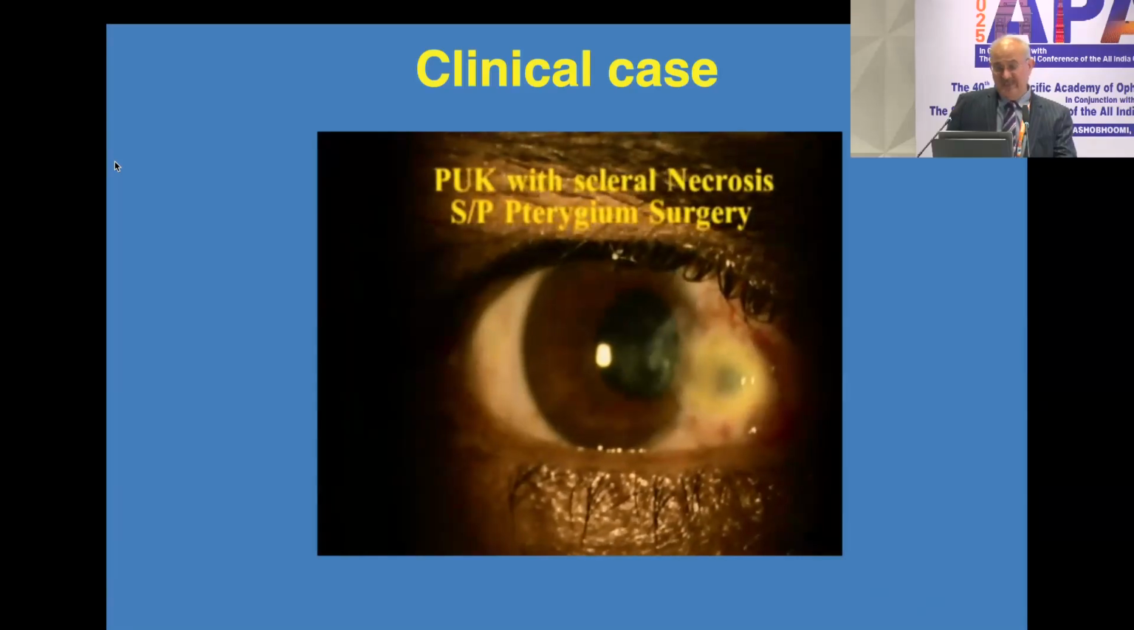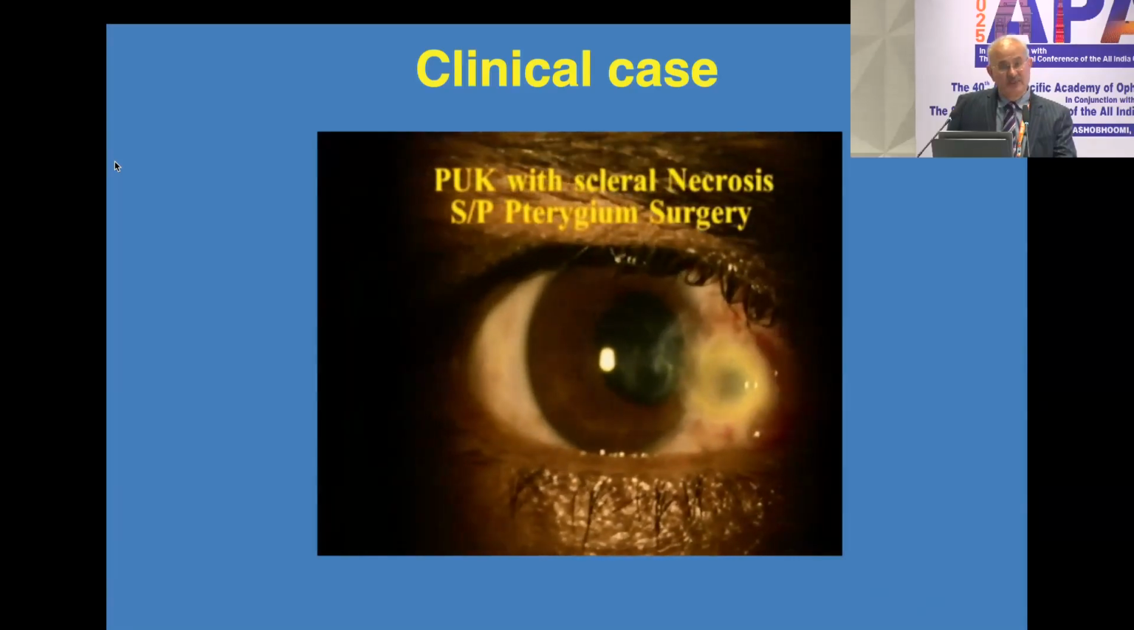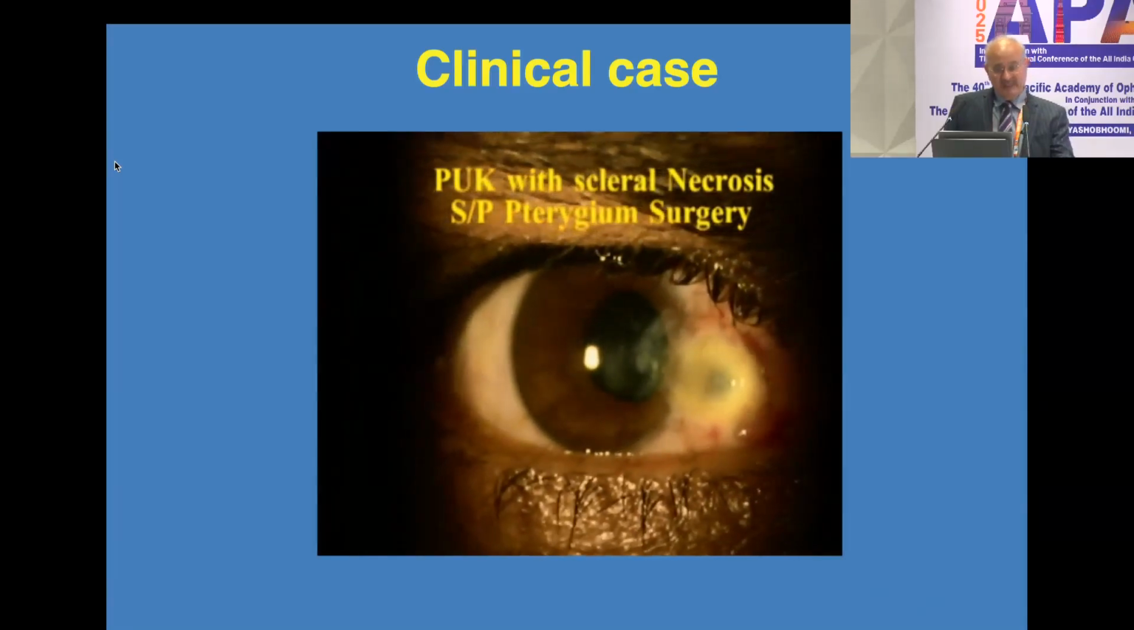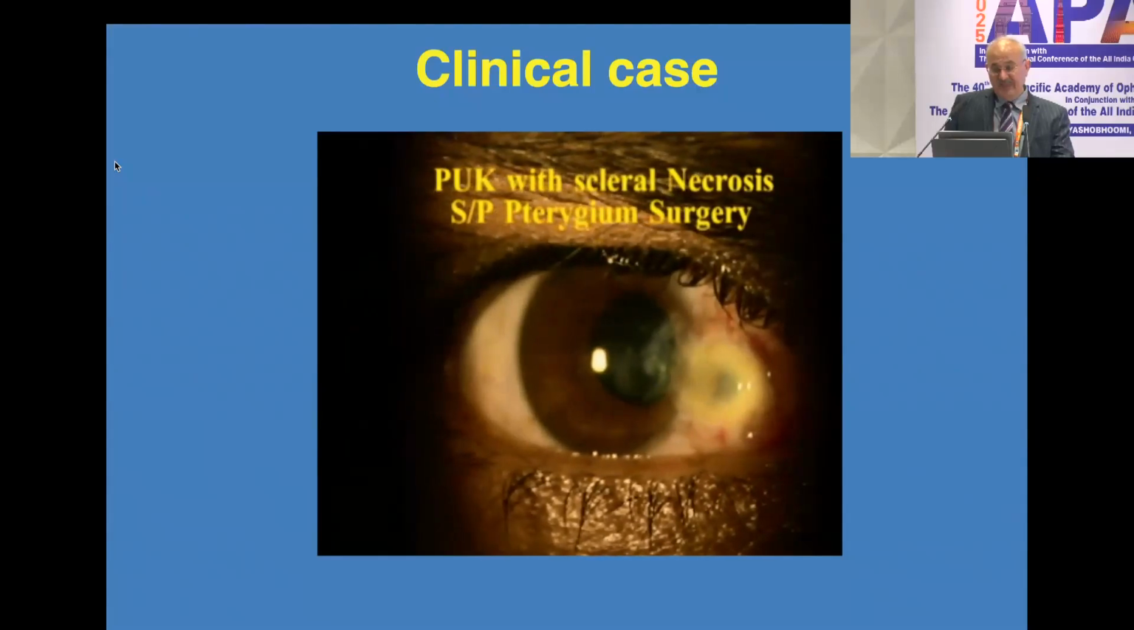On the other hand, sometimes when you do a pterygium surgery, you may find a picture like this, and this kind of picture can also cause peripheral ulcerative keratitis. But here it is primarily an ischemic necrosis of the site where the pterygium was removed, and there are multiple ways that it clinically presents.